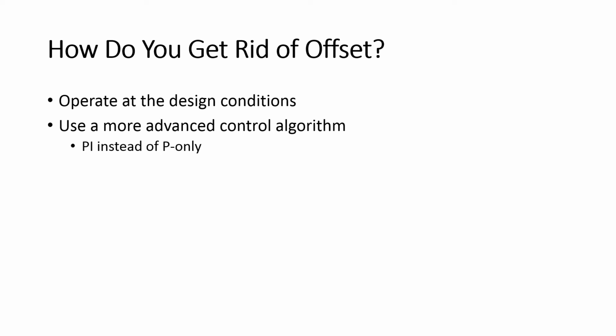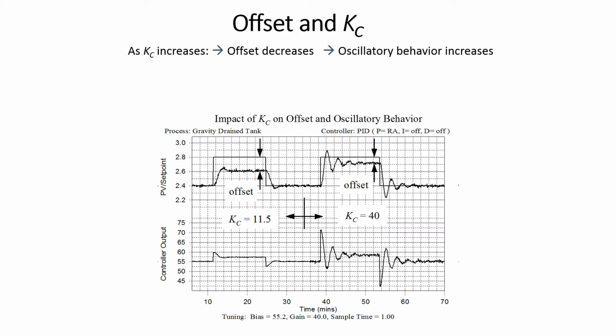So how do you get rid of offset? Like I said, use a PI controller versus a P-only controller. Here's an example of offset. We have the set point coming up, the controller comes up, oscillates a little bit, but then comes to a steady state value. If you increase the gain more, you're going to increase your oscillations, but it'll settle out at a lower amount of offset away from the set point. It's a more aggressive controller, so it's going to take a more severe action for any error that's there.